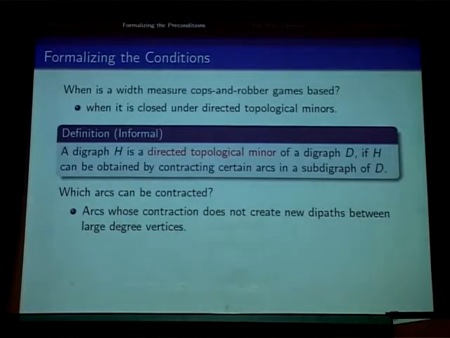Okay? And why large degree vertices? The intuition is that you can create new dipaths between 2 small degree vertices. If you have a long induced 2 path in the undirected sense, the arcs can be oriented all sorts of ways. But if you contract an arc and you have a new path between 2 degree 2 vertices, that does not really change the topological structure of the graph, and it does not help the robber either. But you don't want a new dipath to be created between vertices of large degree. So we prohibit that.